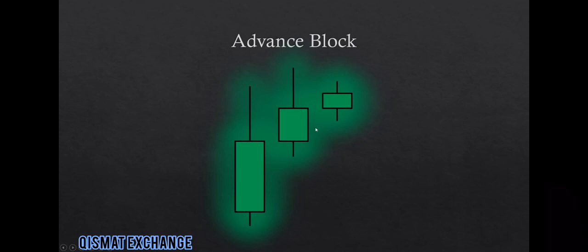The progressive decrease in body size means that buyers are losing momentum, and the longer upper tails means that sellers are gaining momentum in relation to the buyers. Notice that, similarly to the 3 stars in the south pattern, the 3rd candle can be in a harami position, which is when the candle is fully contained in the range of the previous candle. This increases the strength of the advanced block pattern because the harami is also a reversal pattern.